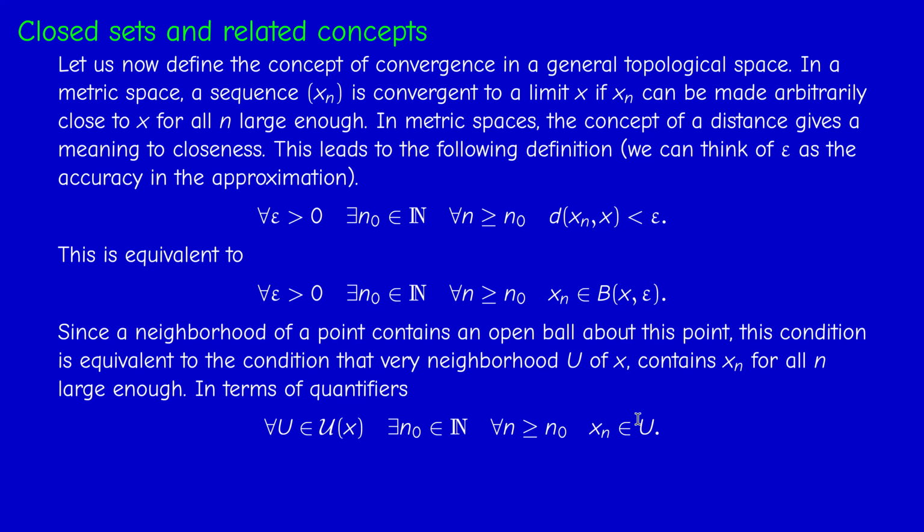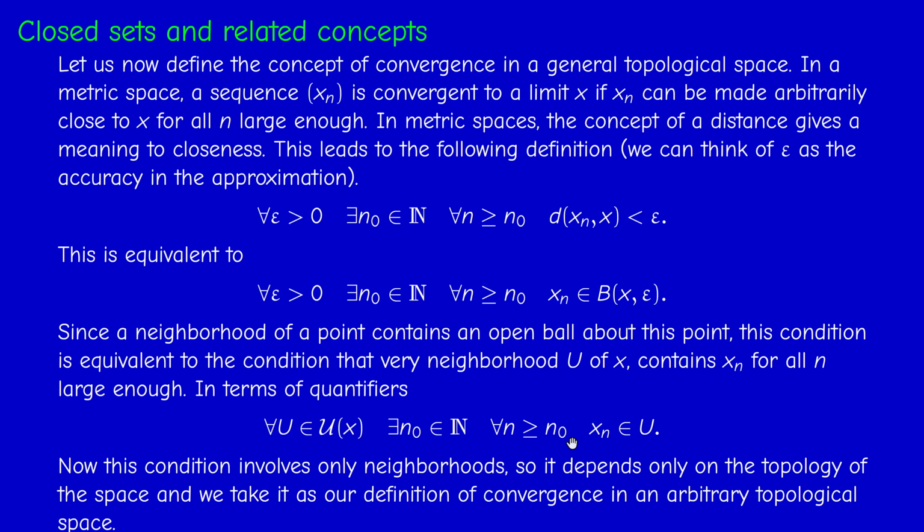Okay, why are we doing that? Because now this condition actually does not involve directly the notion of a distance. It rather depends on the notion of neighborhood. And the notion of neighborhood depends on the notion of an open set. So we can take this as the definition of convergence in a general topological space. Okay, so this is the definition.